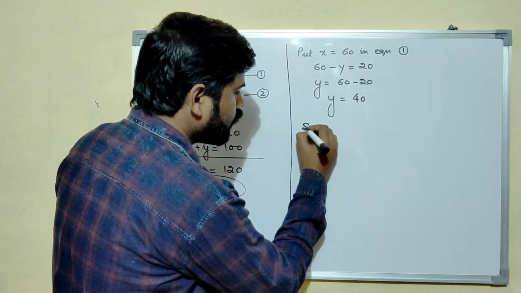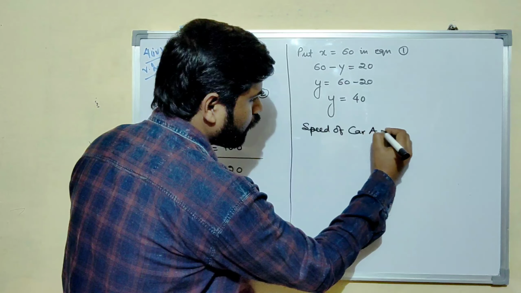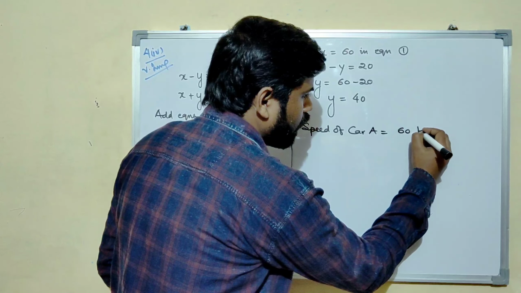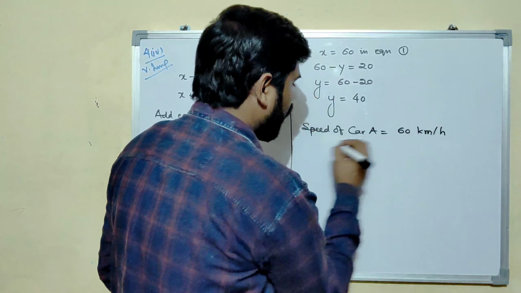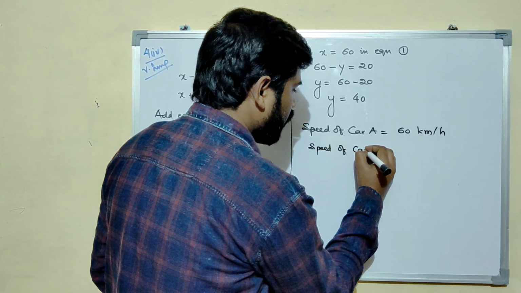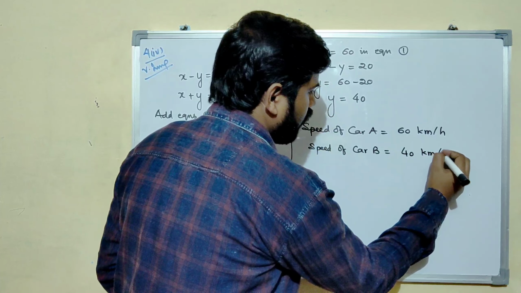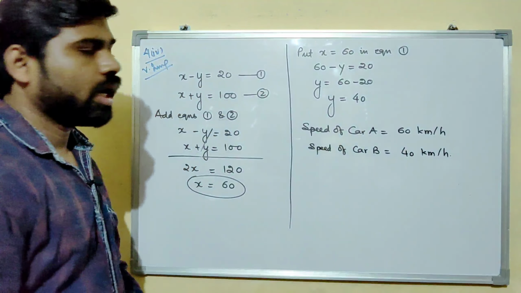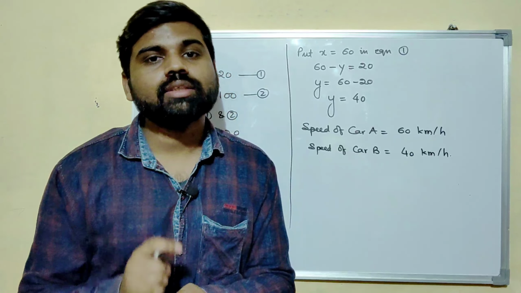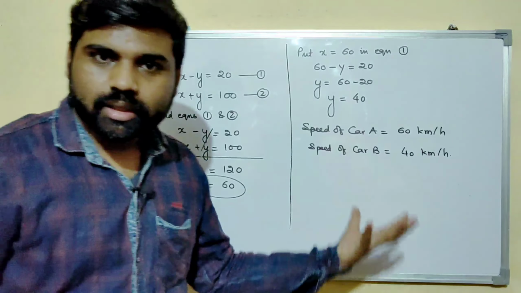So let us write: speed of car A equals 60 km per hour and speed of car B is 40 km per hour. I hope this is clear to you. It's very simple, but you have to understand the gist of this question. You need to know what is applied in this question.